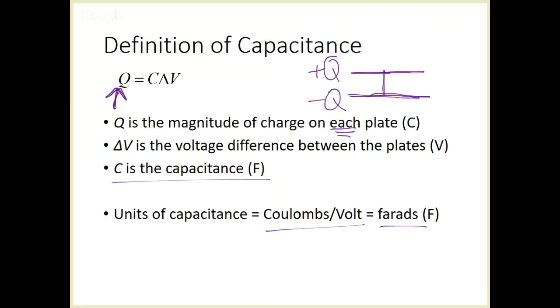C is just the ratio between charge and voltage. So if you've got a high capacitance capacitor, it takes a whole lot of charge to build up a voltage difference between the two plates. If you've got a low capacitance capacitor, it doesn't take much buildup of charge at all before you start getting a significant voltage difference. And that's it. Capacitance, again, measured in farads.